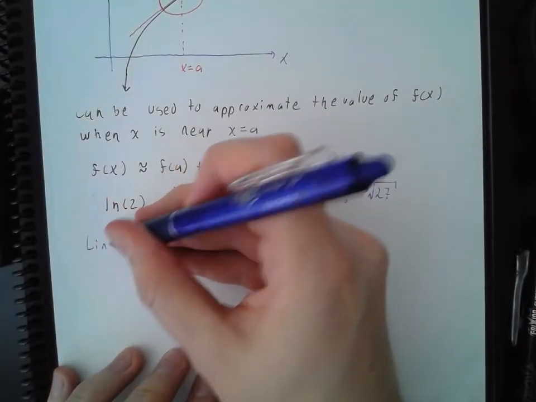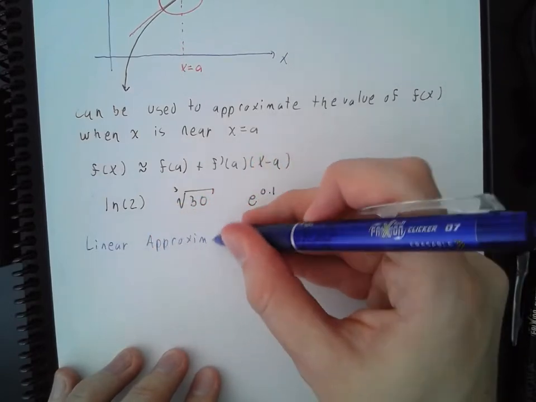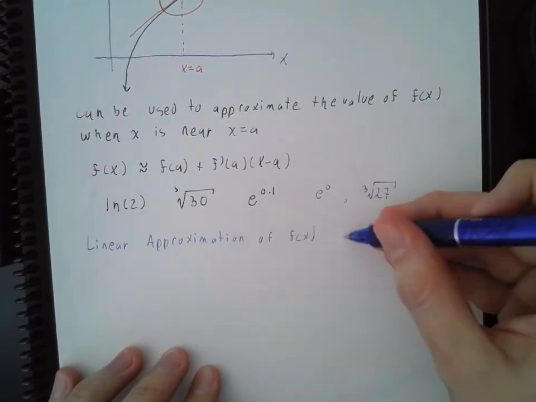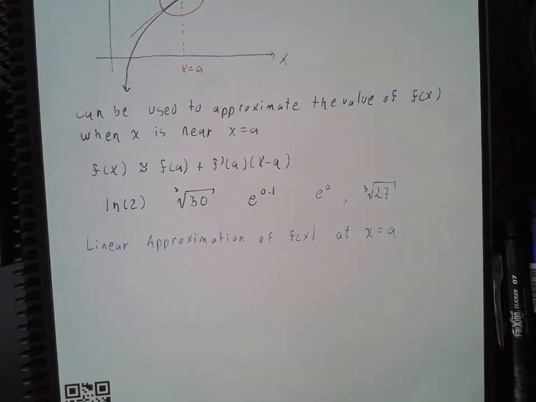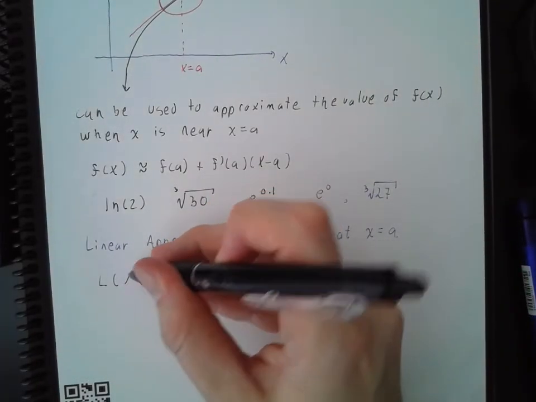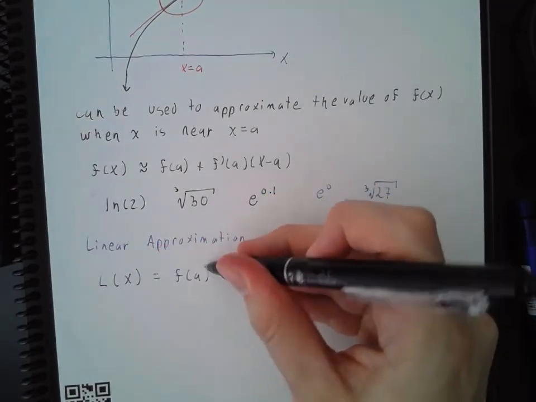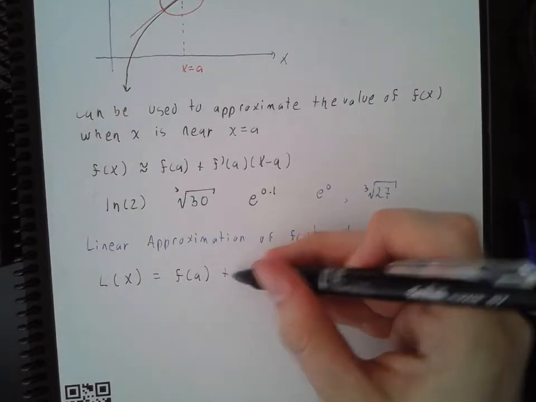And this approximation actually has a name. It is called the linear approximation of f of x at x is equal to a. The only requirement we're asking is that the function be differentiable. So if you're able to find the derivative at x is equal to a, you're good to go, and then the linear approximation is just the equation of the tangent line.